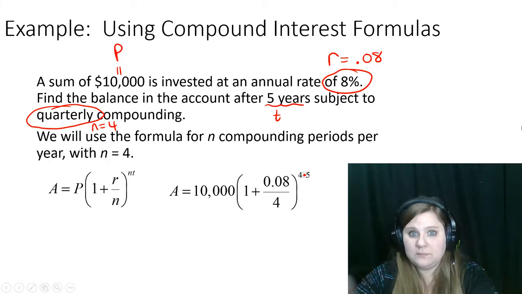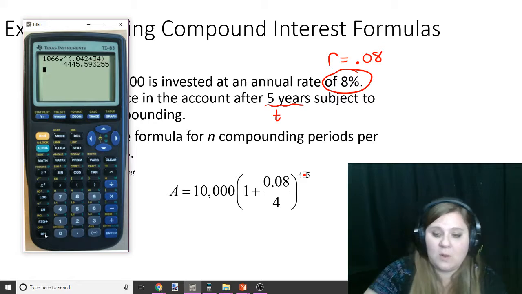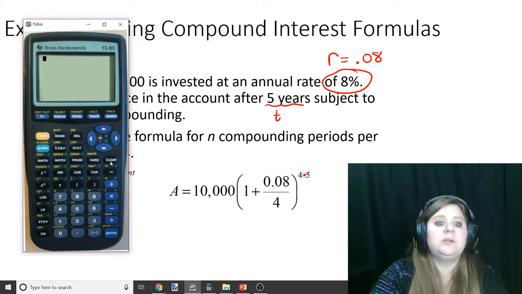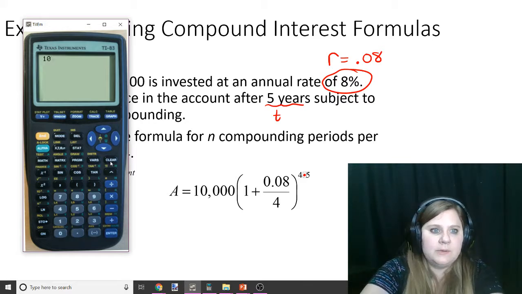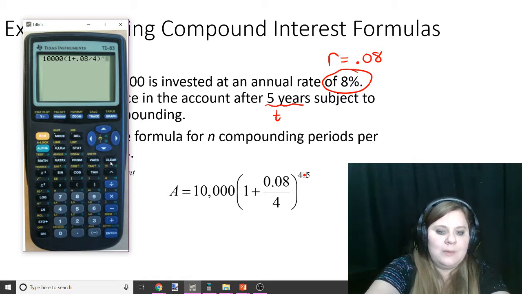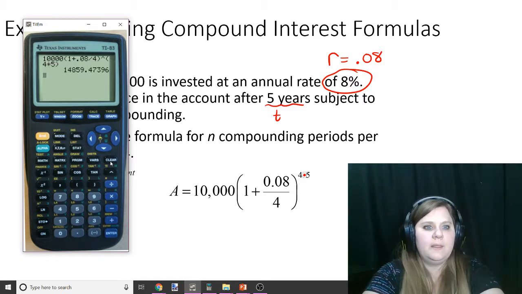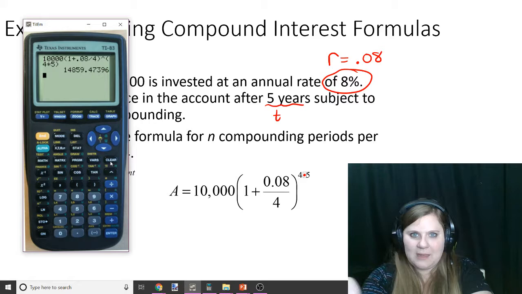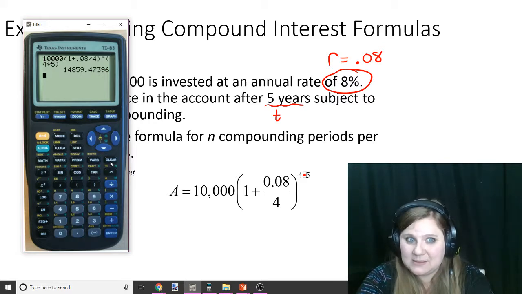Now, calculating this, again, you want to practice typing this in your calculator. Again, if you're sitting there just watching me do this, you need to make sure you pause the video, go find your calculator, pull it out. Very important to be practicing the typing. So I have 10,000 times (1 plus 0.08 divided by 4) raised to the 4 times 5. Or you can just type 20 if you prefer. Okay? And that's how you have to type this. Again, pay attention to the parentheses.